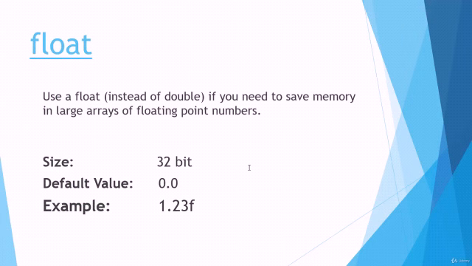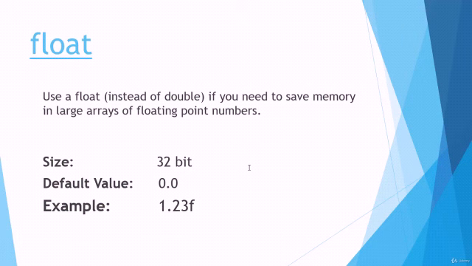At the end we have the float data type. We use a float instead of double if we need to save memory in large arrays of floating point numbers. The size of the float data type is 32-bit, and the default value is 0.0. For example, 1.23 is an example of a float, and when we put f at the end, this denotes that this is a floating value. These are the primitive data types in Java. There is one more data type that we call string, and we will discuss string in our next video.